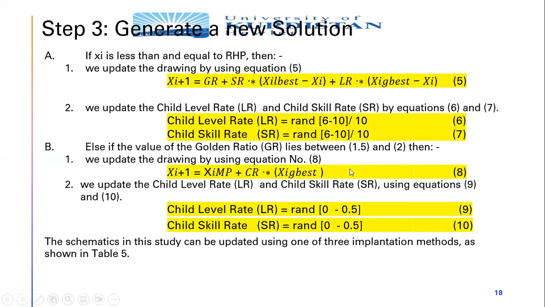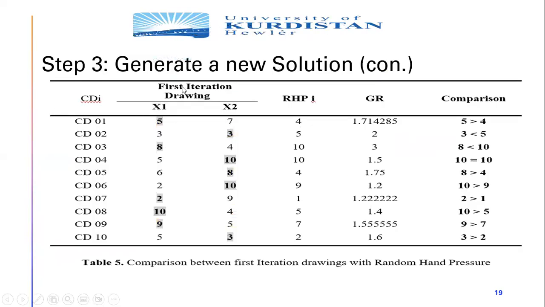So in this case, we will have child 1 to child 10, and let's say this X1 is greater than 4. The first condition cannot be fulfilled. We go with the golden ratio, and the golden ratio is fulfilled. It's between 1.5 and 2, so it will be updated by the second condition.